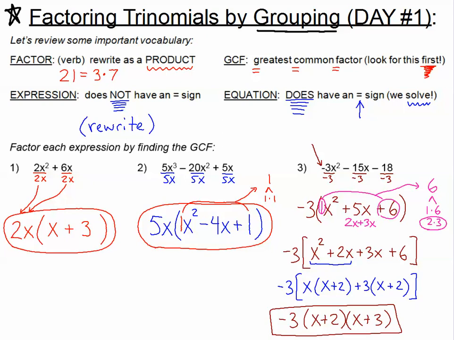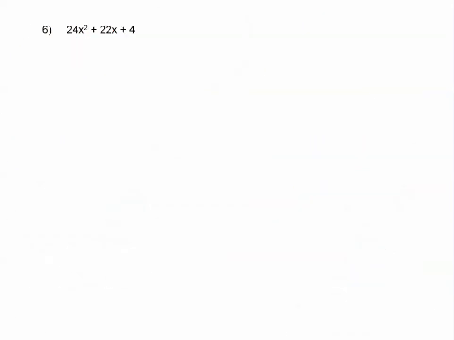Okay, and I've got one more problem to show you. Factor by grouping. Let's do number 6. I've got 24x squared plus 22x plus 4. Well, as I said those numbers, some bells went off in my head. They are all even numbers, which means that there must be a GCF. And you always want to look for a GCF first. It just makes the process easier. So always look for a GCF.